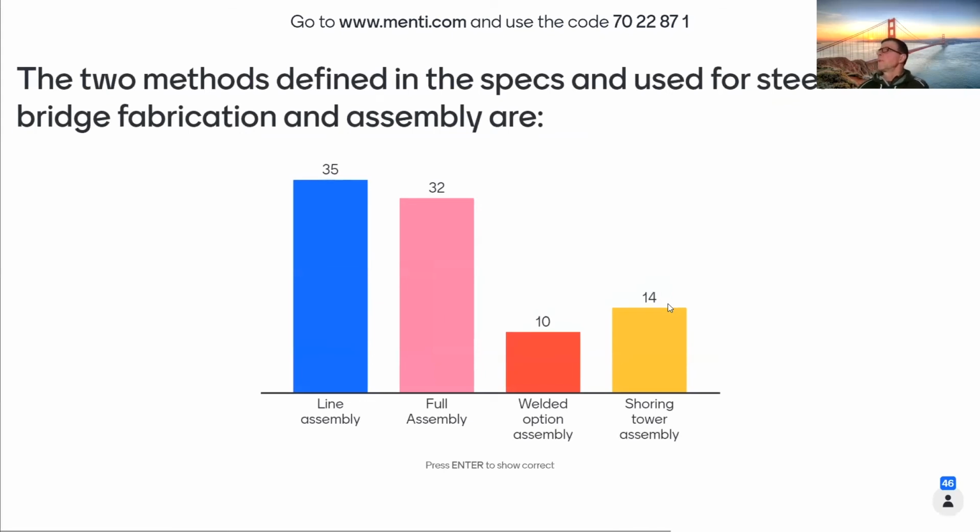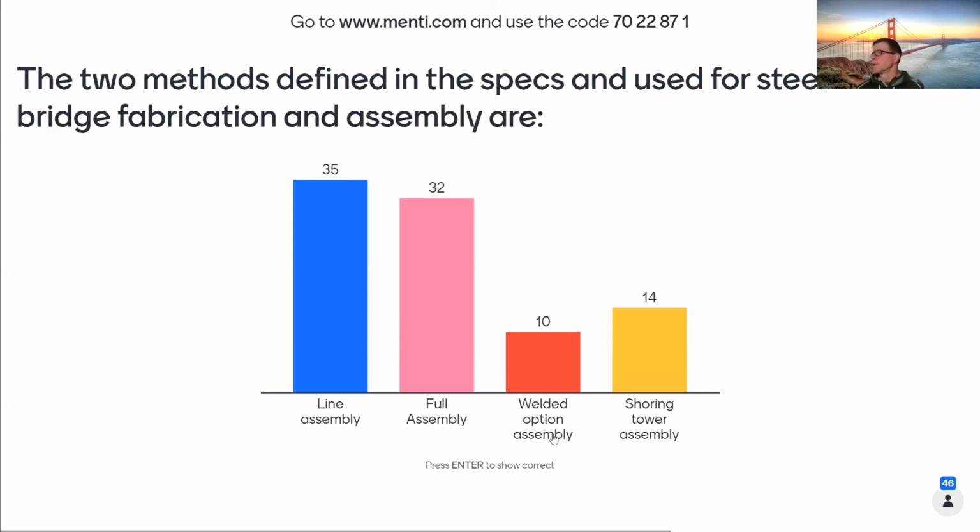The 2 methods defined in the specs and used for steel bridge fabrication assembly are line assembly and full assembly. As Nick was mentioning, the line assembly is like a single line. They don't need to put things together, but there are also oversized holes for some of the diaphragm connections, so things will be able to go together. A full assembly is often used on the more complex bridges, the curved bridges, and so forth. Those get put together side by side, drilled in place, and then they'd have to be put together in the field in the same way.